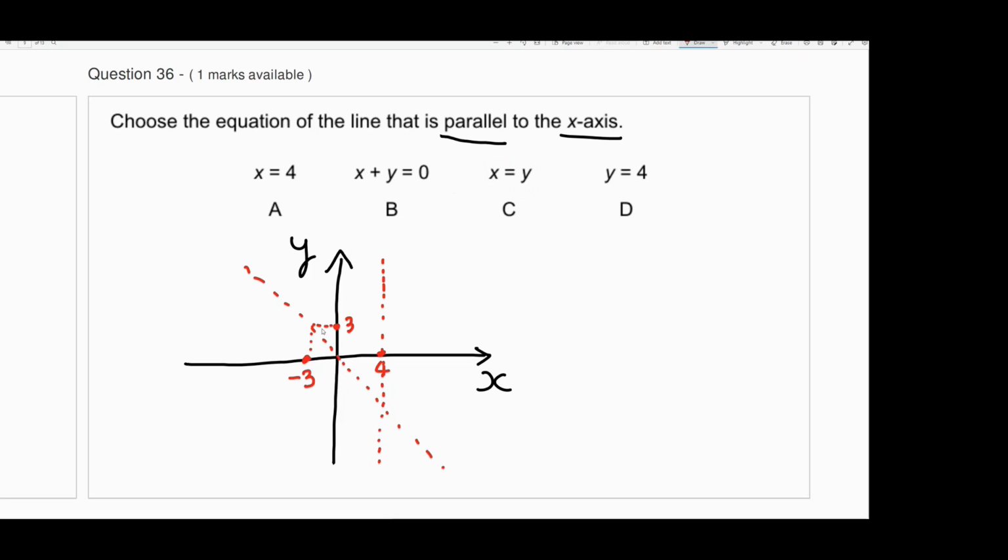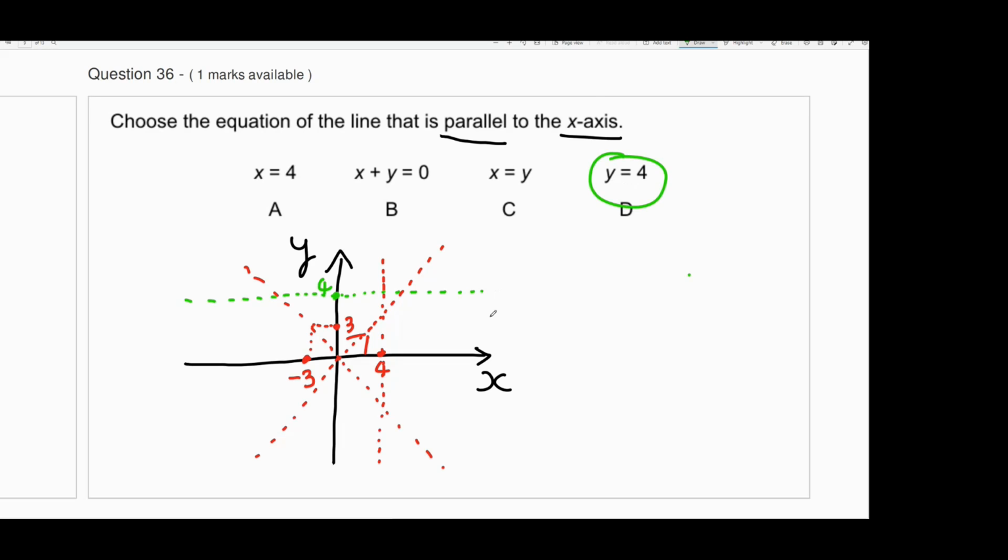The line x equals y looks like it basically means that the x value is the same as the y values, so it looks like that. But what about the line y equals 4? So if I do this in green, the line y equals 4, I would need to go up to where y is 4 and then draw a line. Now, what axis is the green line parallel to? That's parallel to the x-axis. Brilliant. So that is the one that we want.